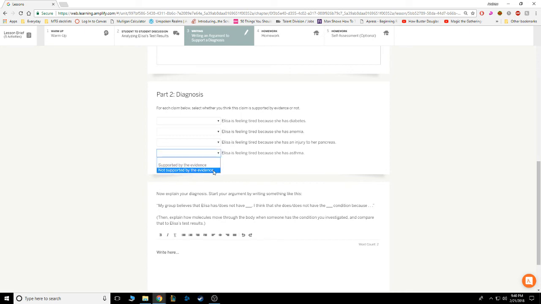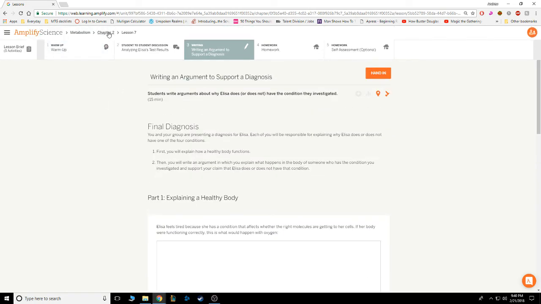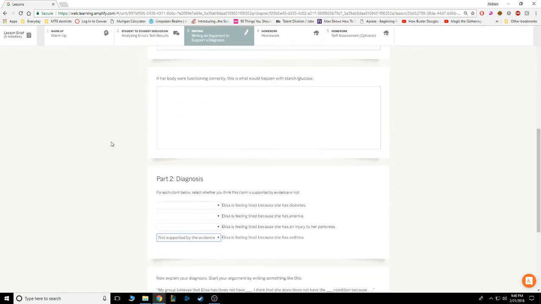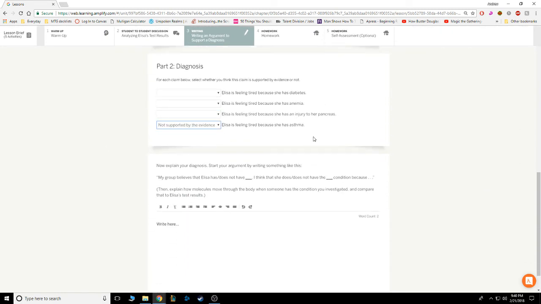So I'm going to say that it's not supported by the evidence, because when I looked at the student-to-student discussion information from Elisa, I saw that she had 25 molecules of oxygen per breath. Whereas in my evidence, which I found in lesson 2.4 by scrolling to the top, clicking on chapter 2 and going to lesson 4, I could see that people with asthma only take 12 oxygen molecules per breath, which means the evidence doesn't match and it isn't supported. So it's clear that it's not supported by this evidence.